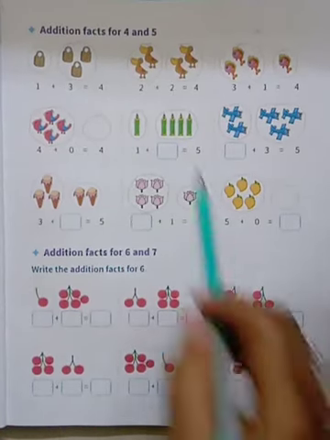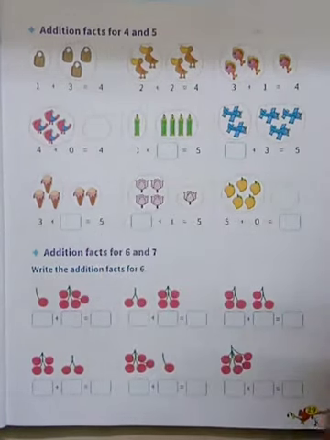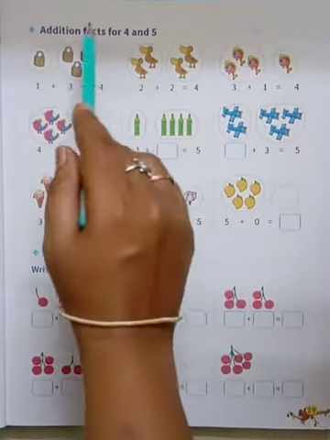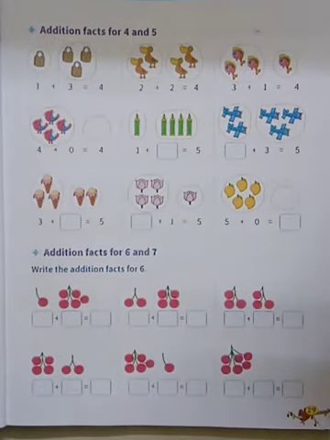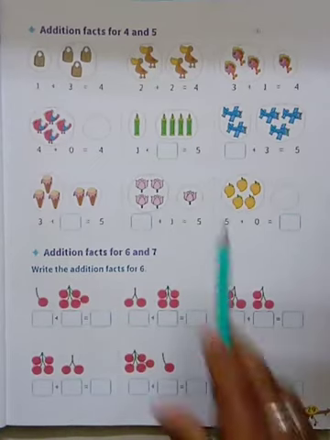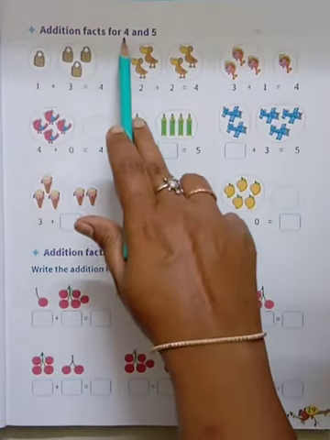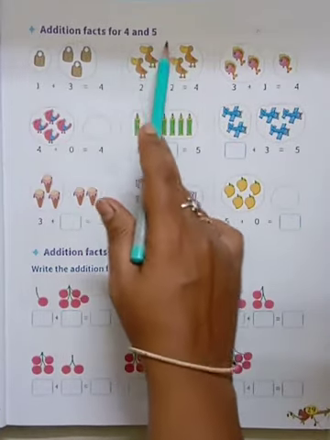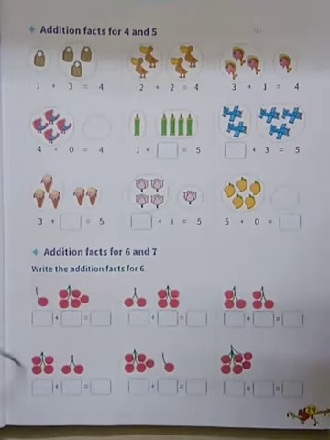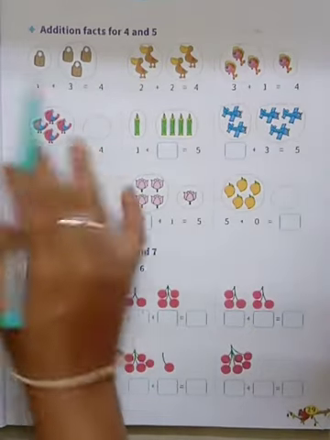Addition facts for 4 and 5. Students, today we will be learning problems based on addition facts for 4 and 5. I request you all to open page number 29 from the mathematics textbook. Here we will be finding the different possible values to get the sum 4 and 5. Let us start with the first example.